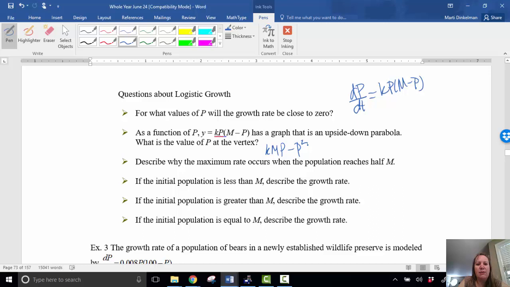So how are we going to find the vertex? Well, I think the easiest way to find the vertex is probably to look at y prime. Just find the min or max. So kM minus 2kP, and where that's 0, then we'll know, again, it's an upside down parabola, we'll know we're talking about that spot right there. So that's where kM... I don't know why I have kM in there. Hopefully you were going to tell me that that derivative is not right. Nope, it is good. Okay, so kM equals 2kP.